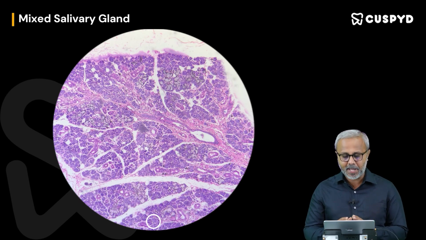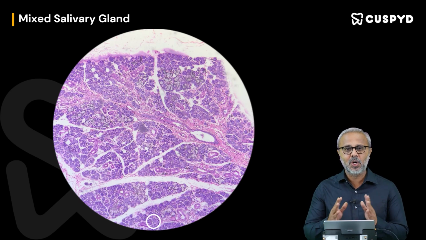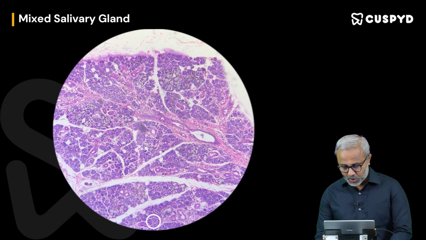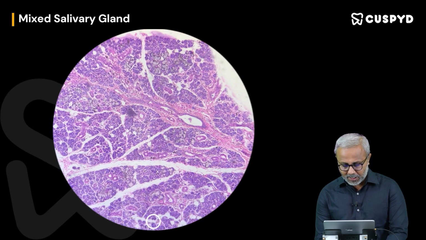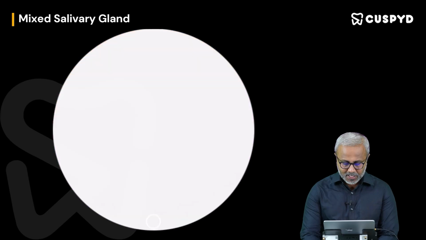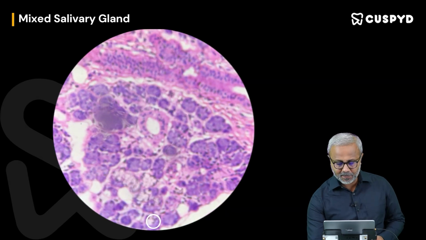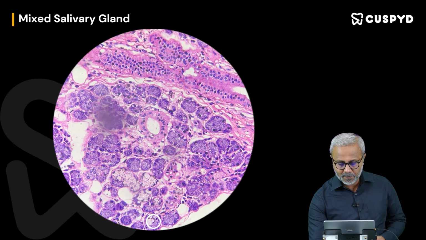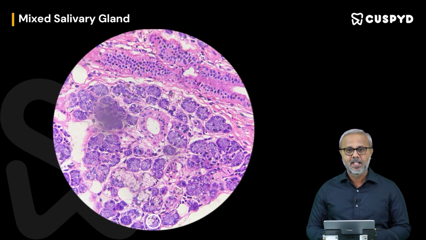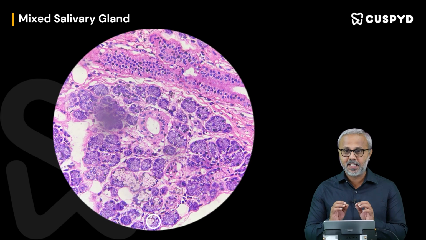Let's shift to high power in order to identify all these features. So once we shift to 40x magnification, now in this one field, let's see if we can identify all the features of the mixed salivary gland. We can identify serous acini by their typical small lumen and serous cells which show bipolar staining.